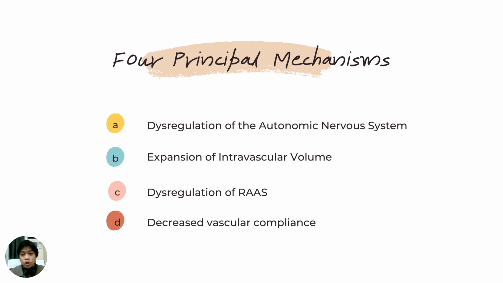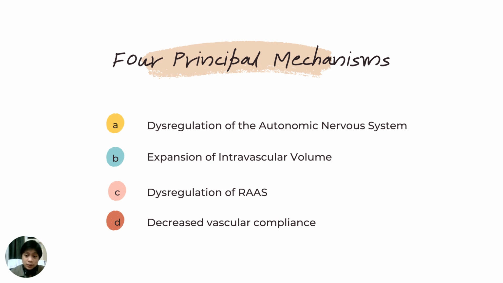No? Ano yung nangyayari sa loob ng katawan that in effect causes the hypertension? Number one would be dysregulation of the autonomic nervous system. So ang nangyayari dito, the balance between sympathetic tone and parasympathetic tone is abnormal, and there is a favoring of the sympathetic nervous system. Okay, so yung sympathetic nervous system ng patient is very much active compared to the parasympathetic nervous system.